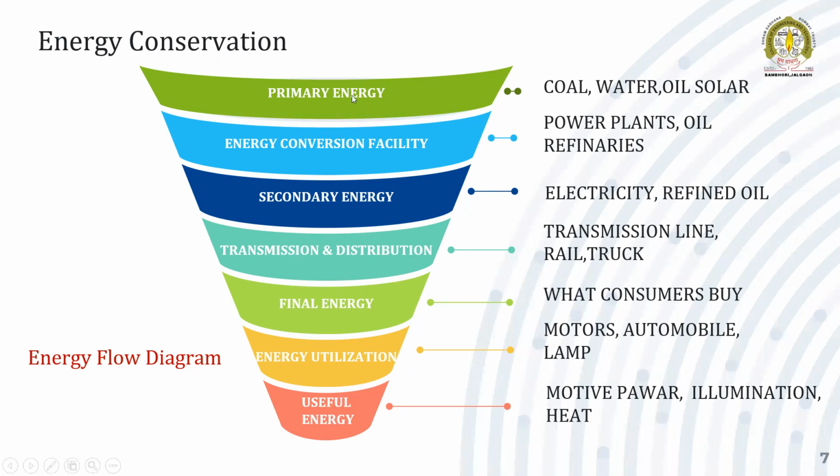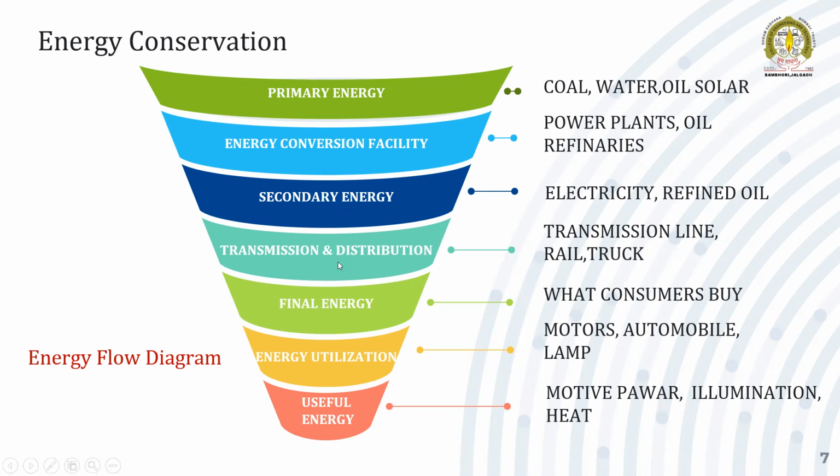Now, after converting the primary energy, we get secondary energy. The secondary energy is electricity and refined oil, which may be petrol, diesel, or kerosene. Electricity is also secondary energy. Now, this secondary energy from the conversion facilities gets transmitted or distributed in different ways.